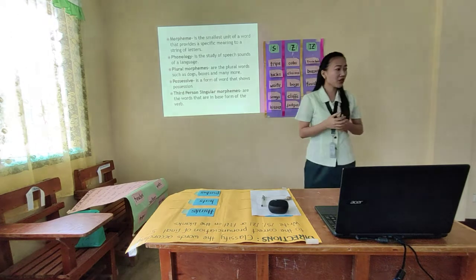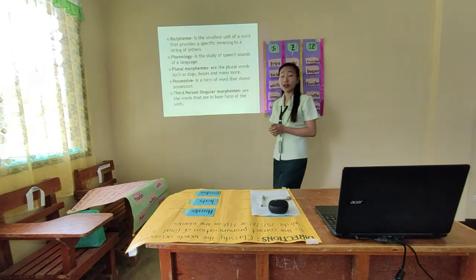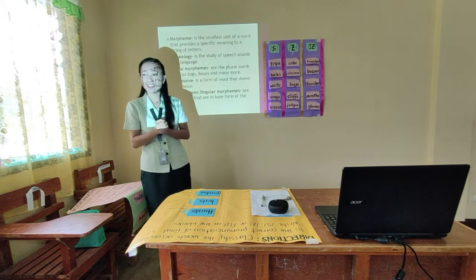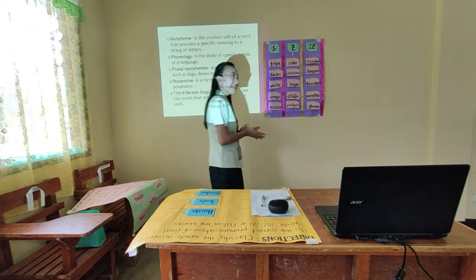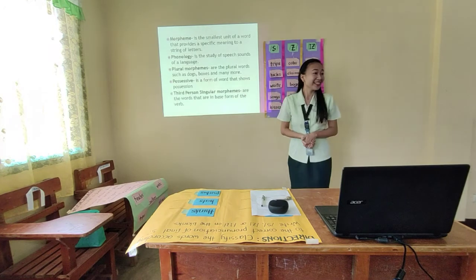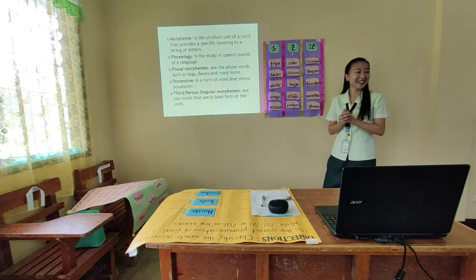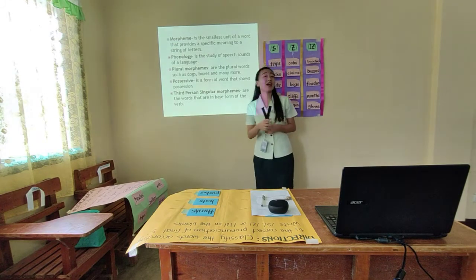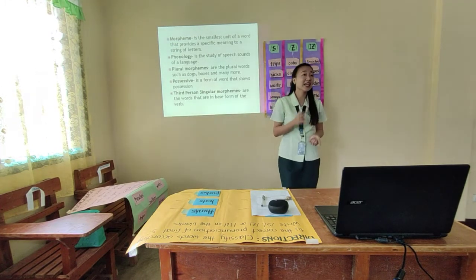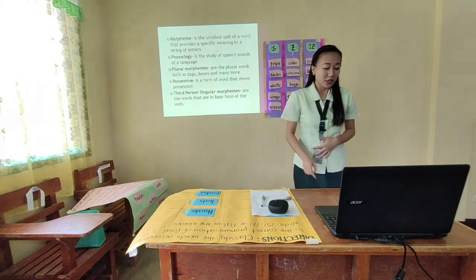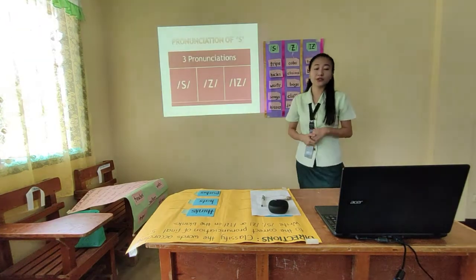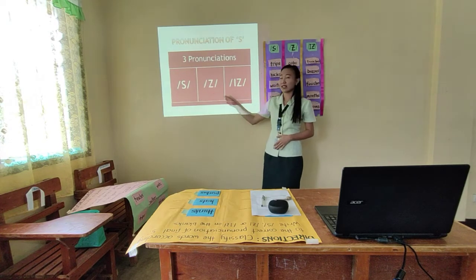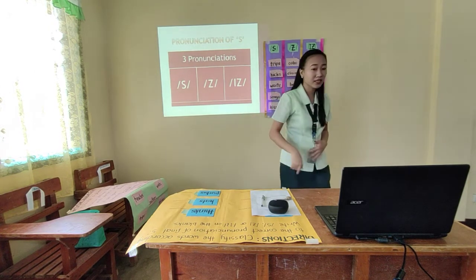Okay, so since we're talking about the third person singular, who can give me examples of this? Yes, Marjorie? Okay, any other idea? Yes, Amy? Exactly. So examples of third person singular are he and she. Okay? So let's proceed now into the 3 rules of S. We have s, z, and iz. Okay, so let's discuss these one by one.